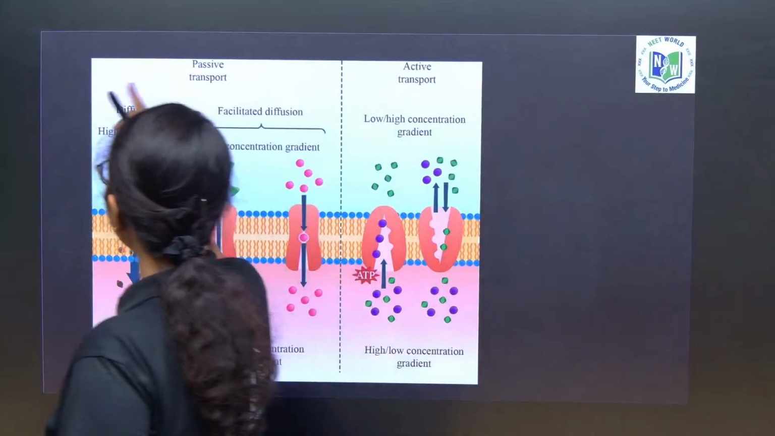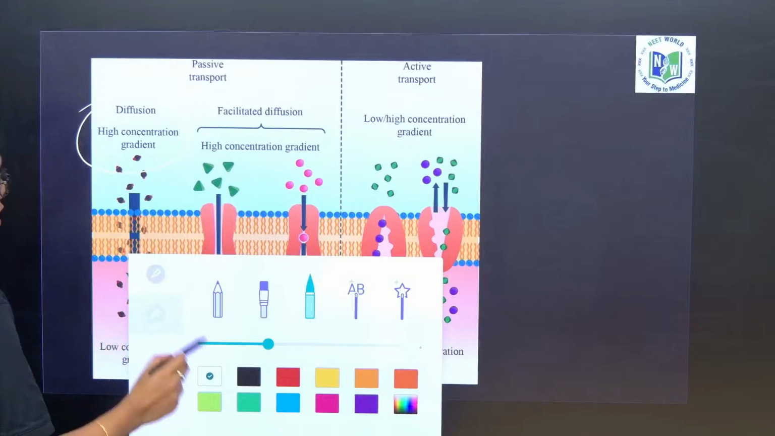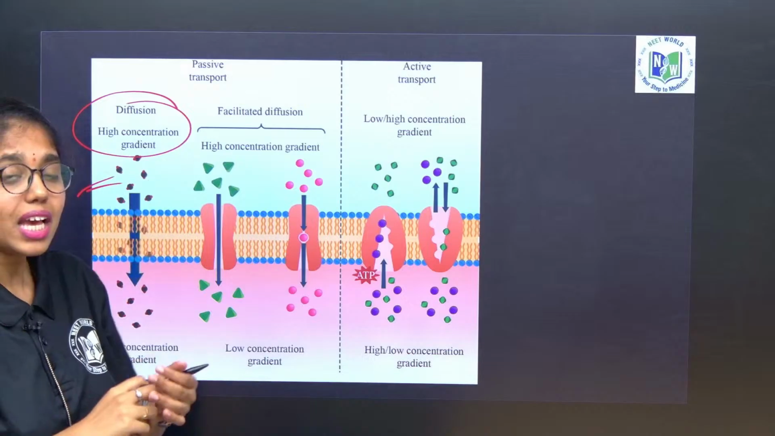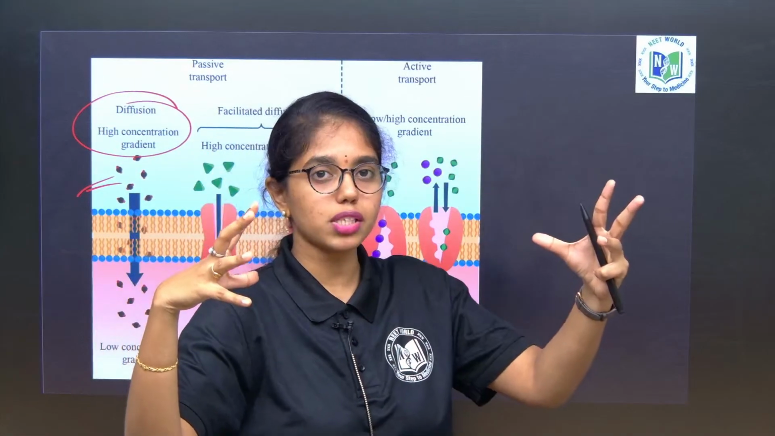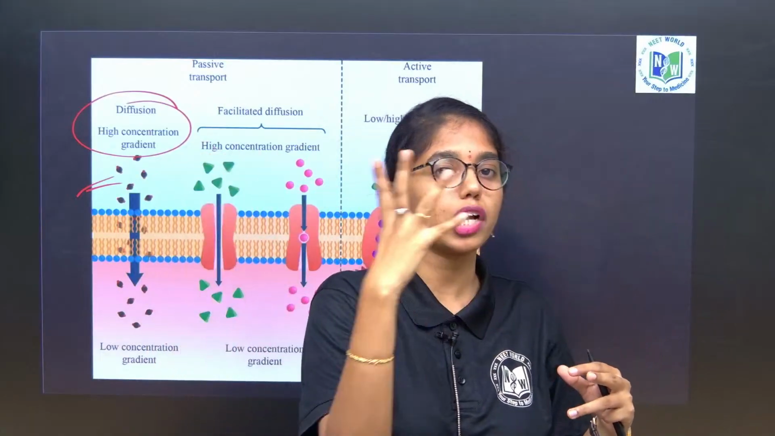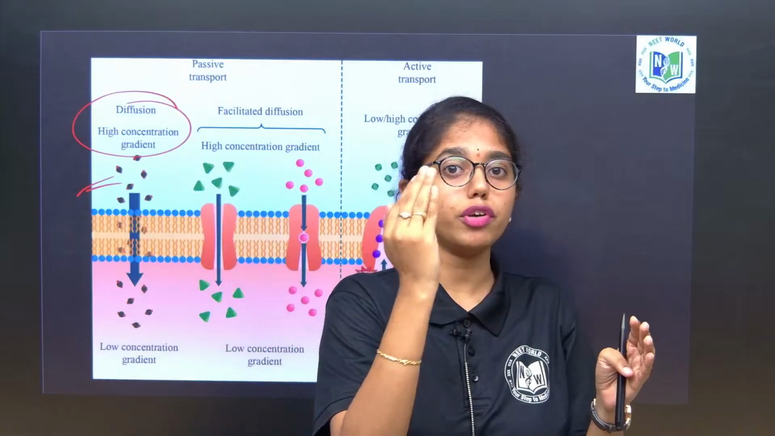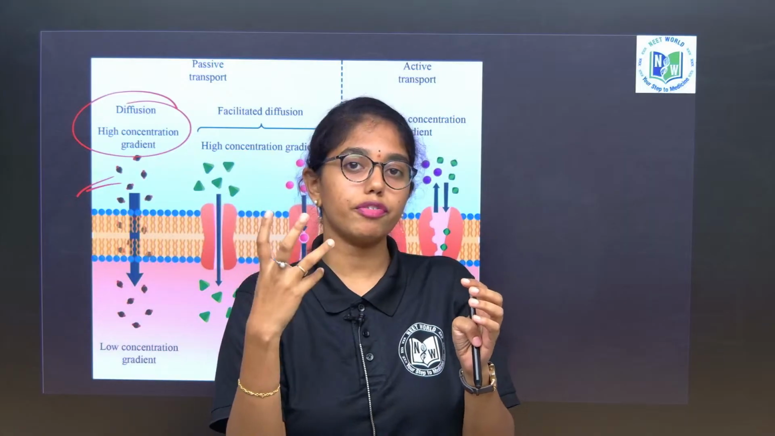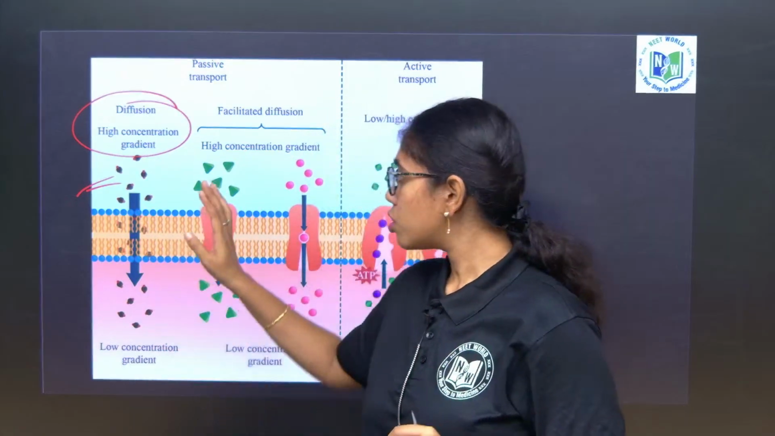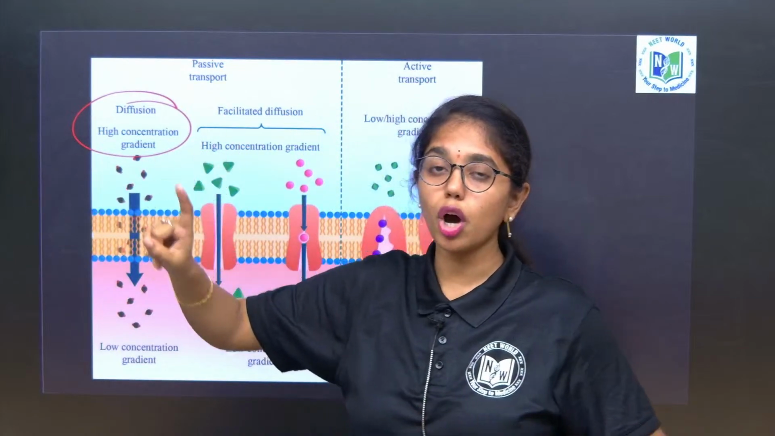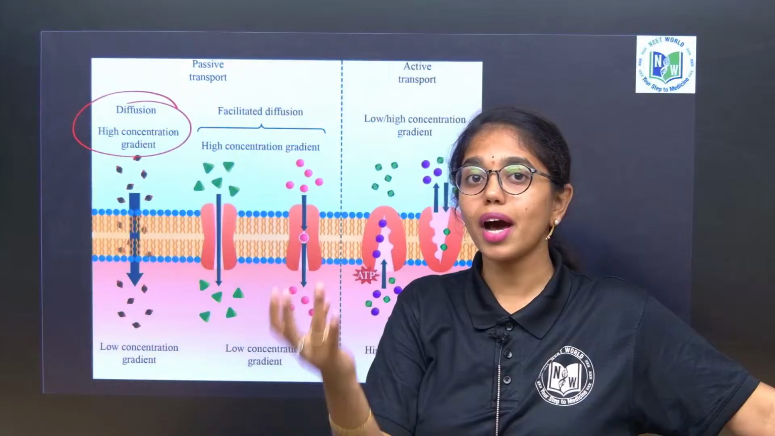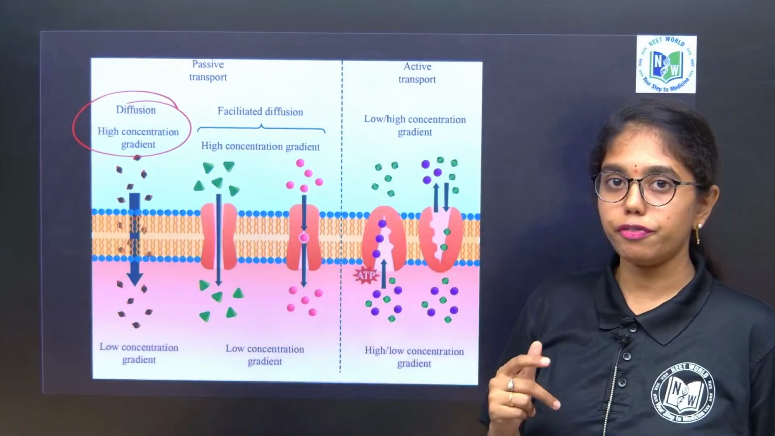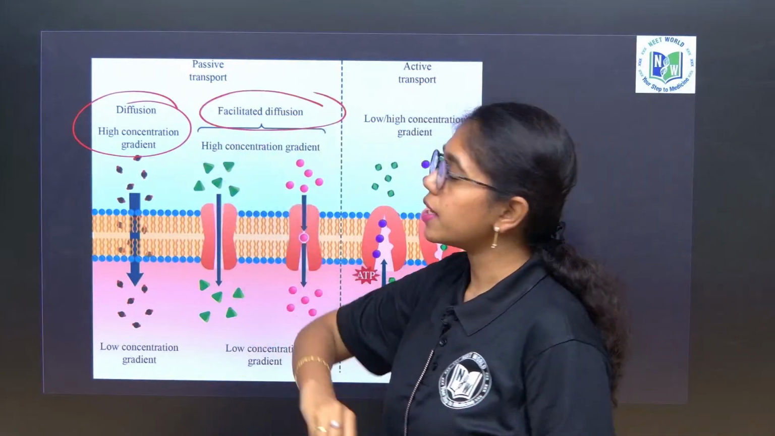So, here you can see diffusion, you all know. Normal neutral solutes and gaseous molecules transport via diffusion, just from high concentration to low concentration. They will diffuse from one cell to the other cell through the membrane. That movement of molecules, be it neutral solutes or gaseous molecules, from high concentration to low concentration is called diffusion.